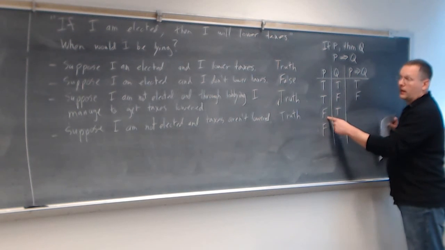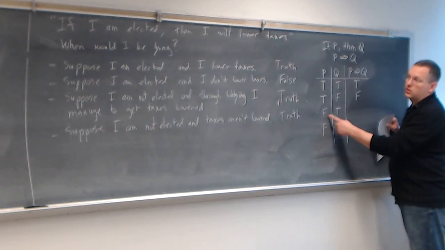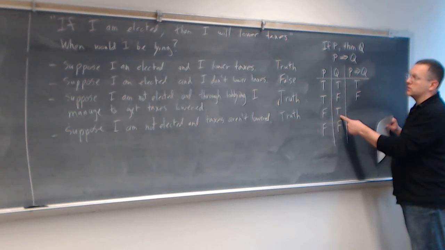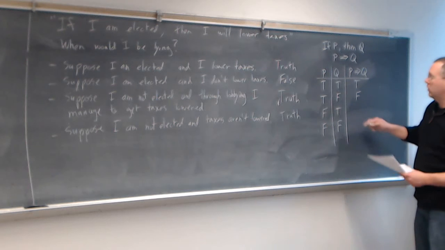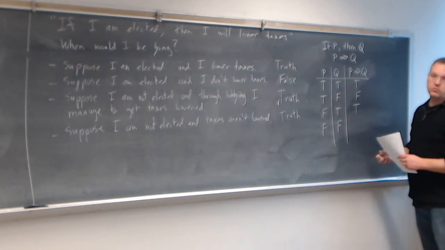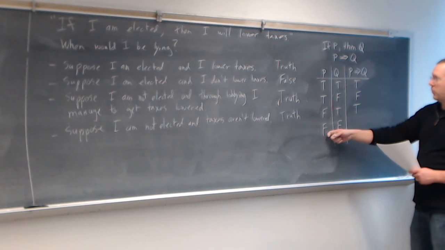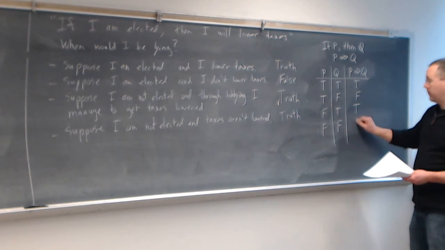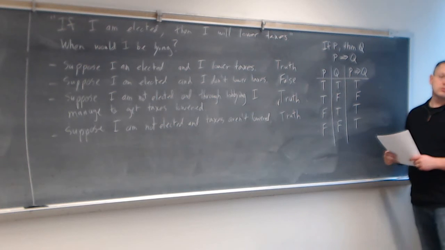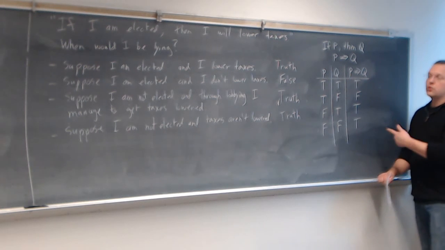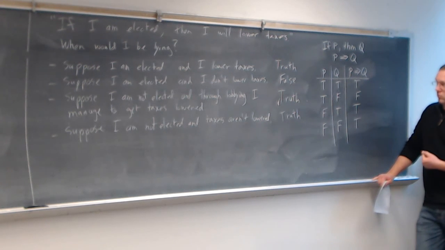I'm not elected, so P is false. But through lobbying, I lower taxes. So Q is true. Well, my original statement is still true. I'm not elected, taxes are not lowered, so both statements are false. My original campaign promise is actually still true. So this is the truth table for P implies Q.